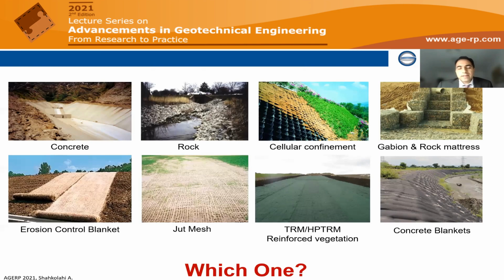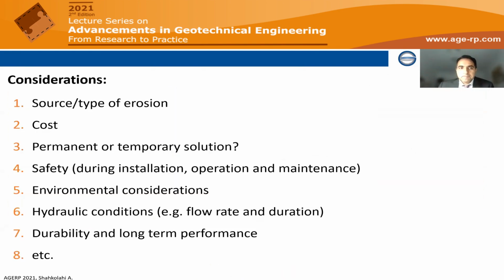All of them have their own benefits and their own limitations. If we know the benefits and limitations of each system, we can choose the one that suits us. These are the considerations when we want to design or select. What is the source of erosion? What's the cost? Is it a permanent or temporary solution that we want? Safety during construction, operation and maintenance, environmental considerations and carbon footprint, hydraulic conditions, is it a very low flow rate or high flow rate, durability and long-term performance, and many more.